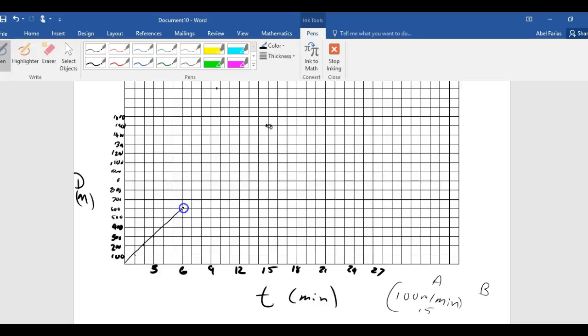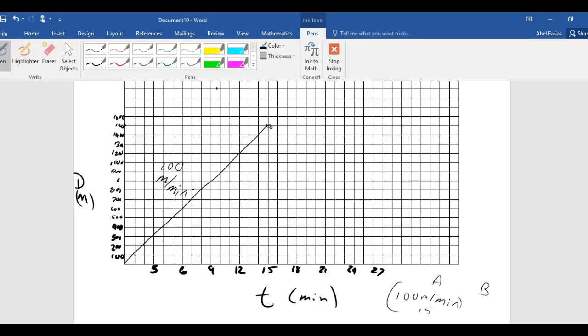It's not going to be a great straight line, but it's going to be a good attempt. Okay, so that's the first trip that he has, right? So that's the beginning of his trip. So here he finally reached school, and here he's moving at 100 meters per minute.